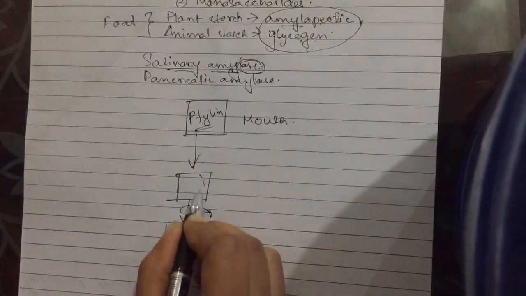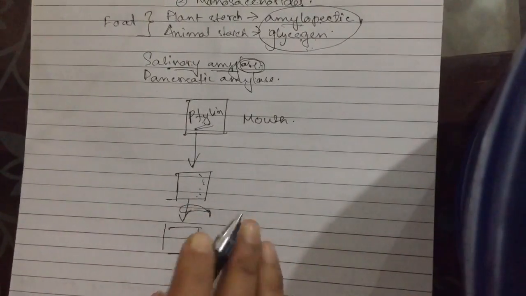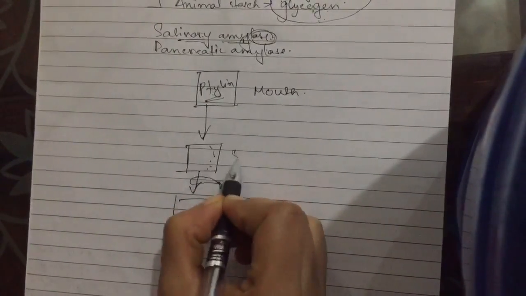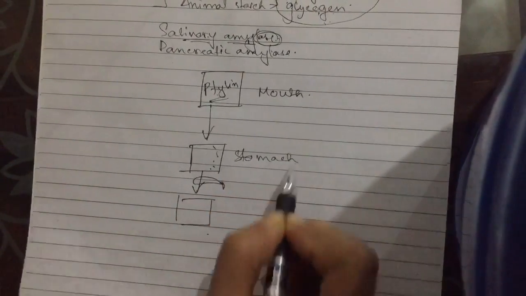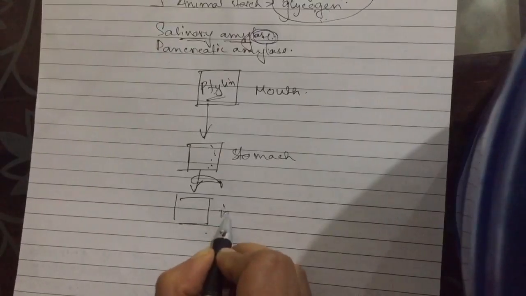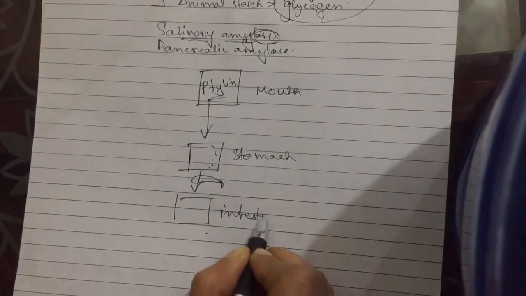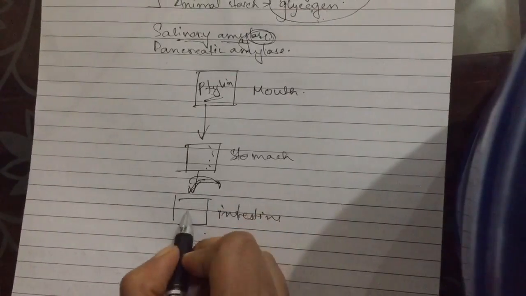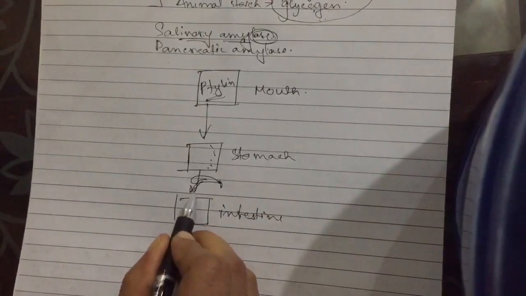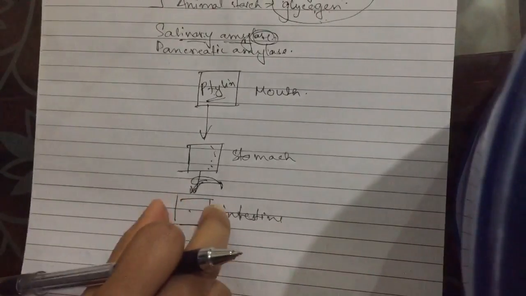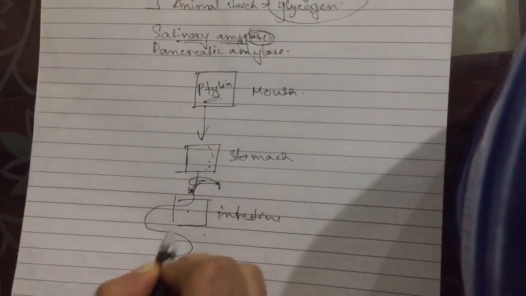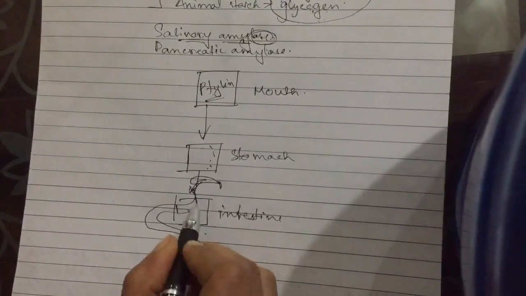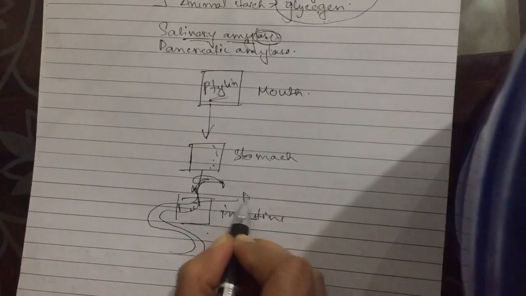Here, between the mouth and somewhere, I am very bad at drawing, I'm sorry, so I'm just drawing like this. Somewhere between the stomach and the intestine is the pancreas, which releases the enzymes to the intestine. So the intestine is not box like, it is just like this. And this small part which I have shown in the box is known as the duodenum.